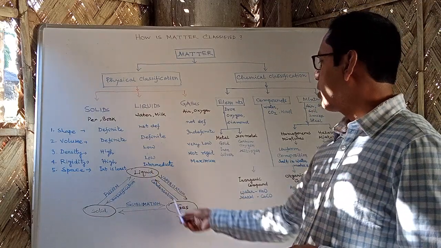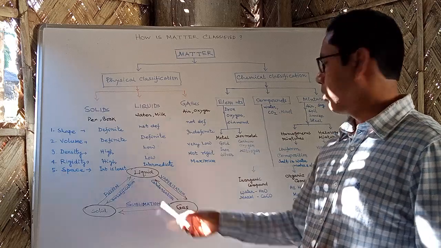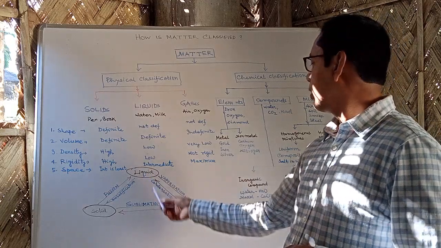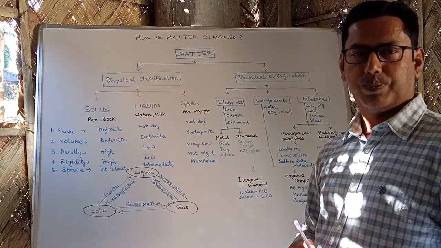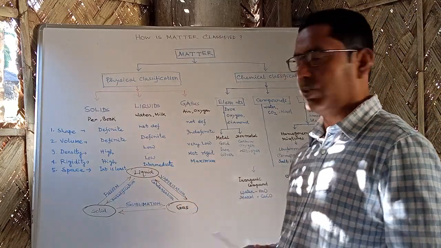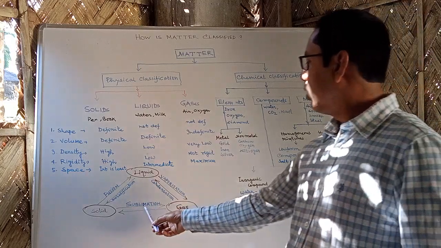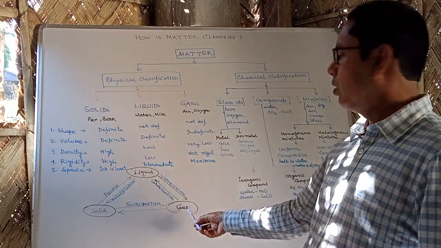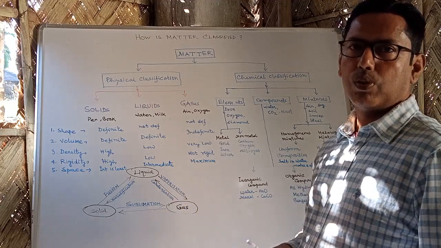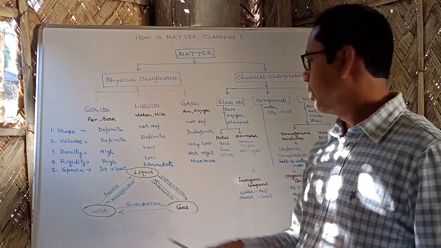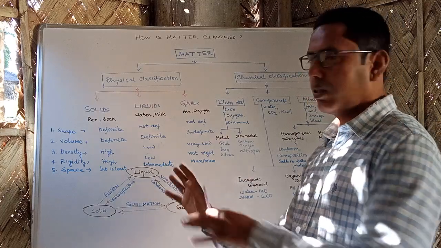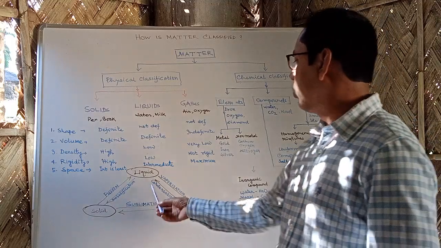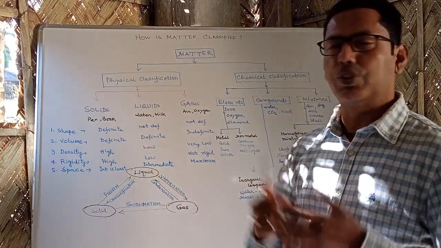Conversely, gas can be converted into liquid. The process in which gas changes into liquid is called condensation. And next, sublimation. Sublimation is a process in which solid is directly converted into vapor or gas without changing into liquid. So these are the three states of matter. We can change one state to another by applying temperature and pressure.